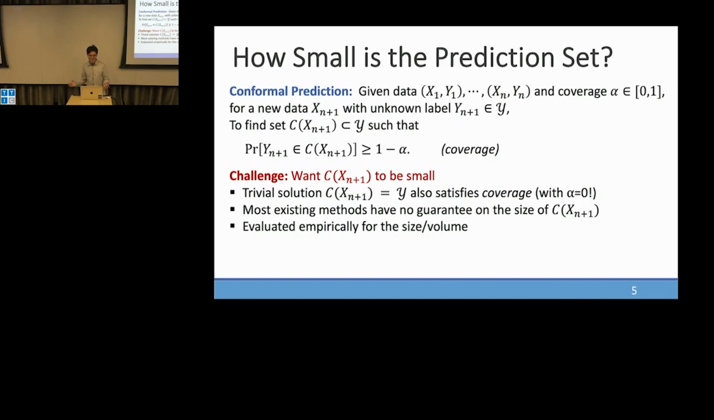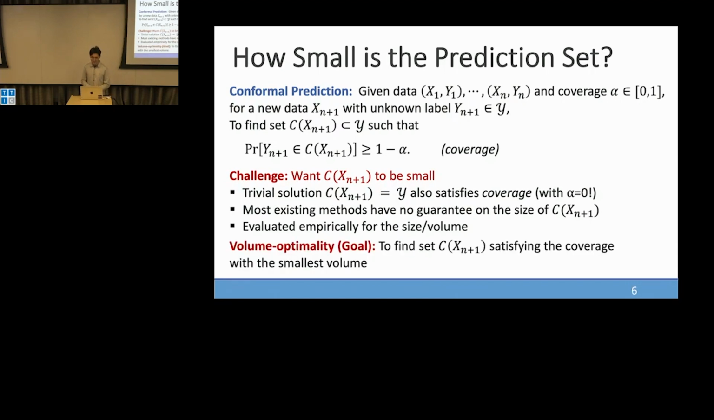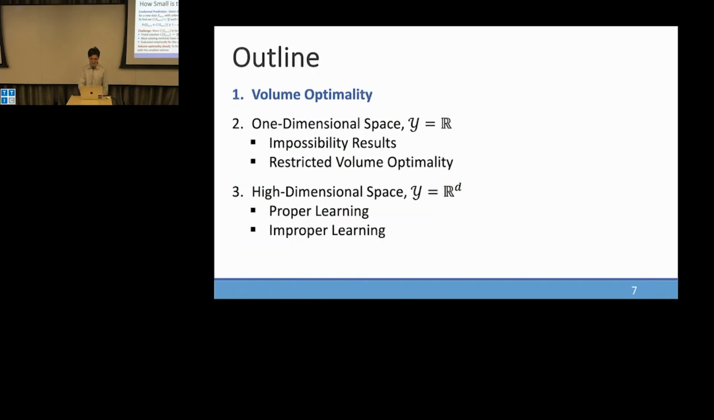Okay. Yeah. Then this is really a challenge for this problem. We actually want a small volume prediction set, but we only have methods to achieve the coverage. So here we proposed a goal of volume optimality. We want to find a set that both satisfies the coverage and has the smallest volume. So this is a problem we want to solve.